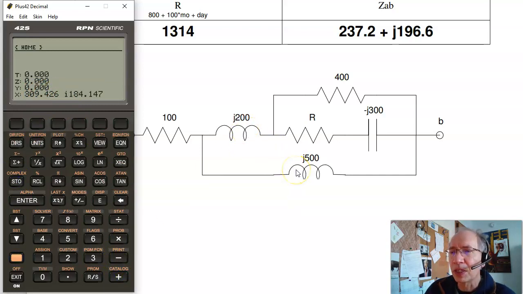In parallel with J500, in parallel, the inverse is add. So take the inverse, 0, enter 500, complex. Take its inverse, add them. Take the inverse. So this is 137 plus J196, plus 100 ohms, 237 plus J196.